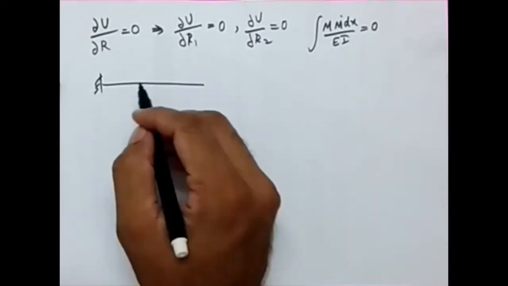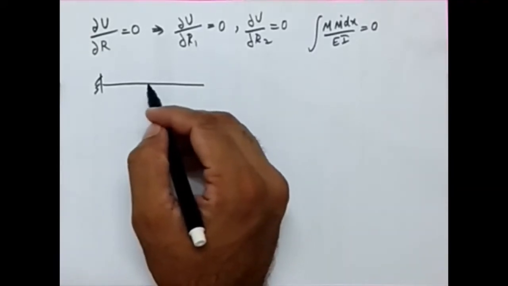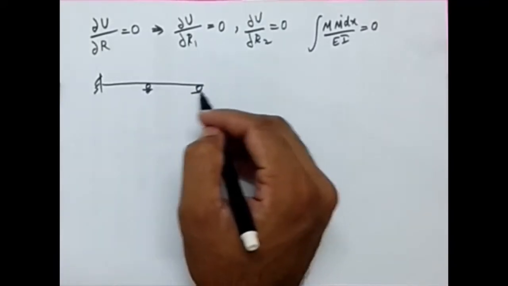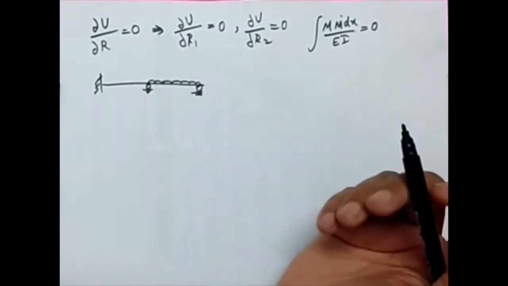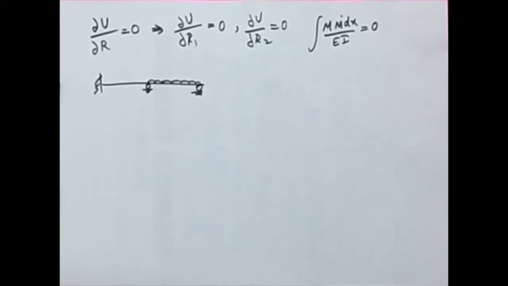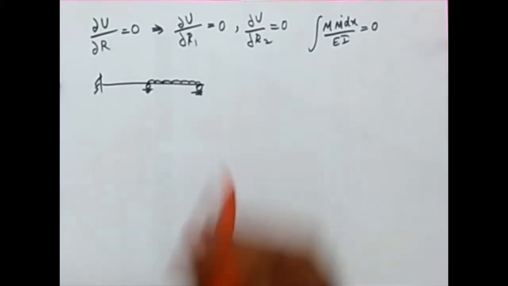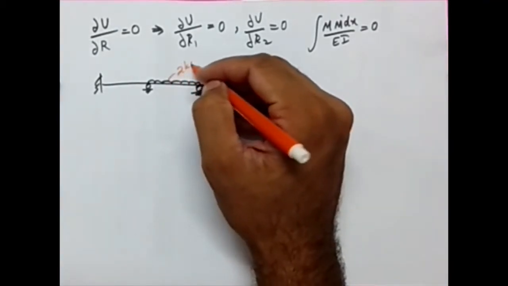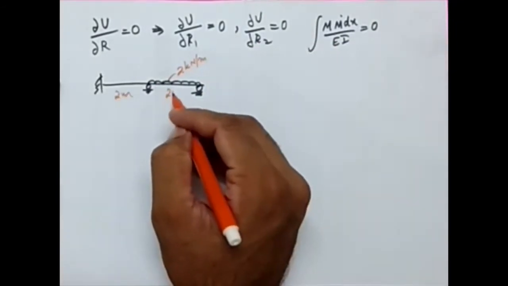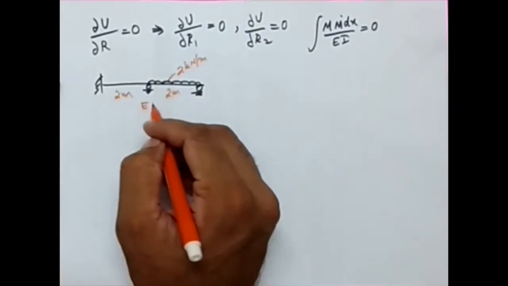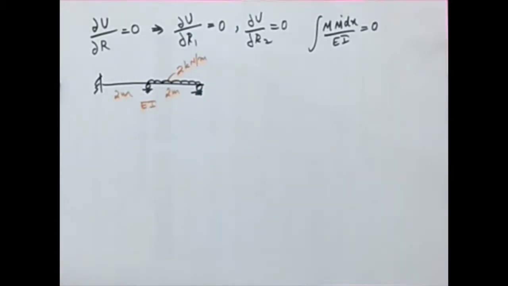So let the problem be something like this. Say I have a support here, another support here, and let there be a UDL in this span. That's all. So let this be the case. Let this be 2 kilonewton per meter and 2 meter, and let the EI value be constant. So now we are going to see how to solve this one.